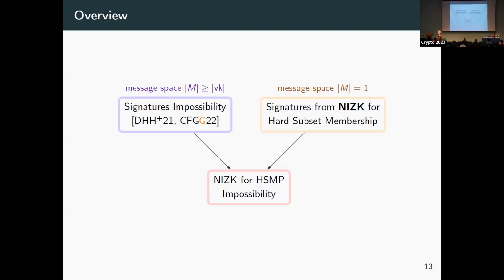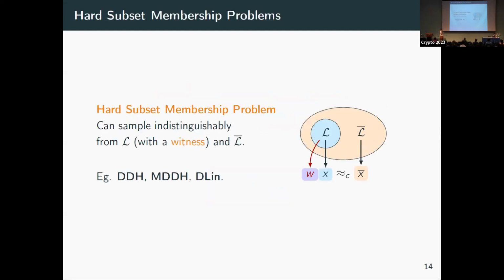However, there are some caveats. In our construction of signatures from NISIC, we only have a message space that is extremely small. Actually, the message space will only have one message. But signatures are known to be impossible for a message space that is somewhat large, at least the size of the key. So we need to use the adversary in a non-black-box way to eventually get the negative result.